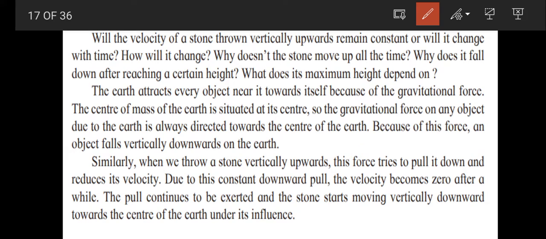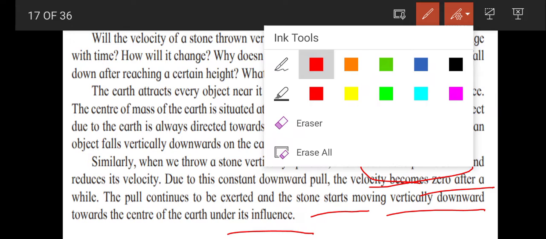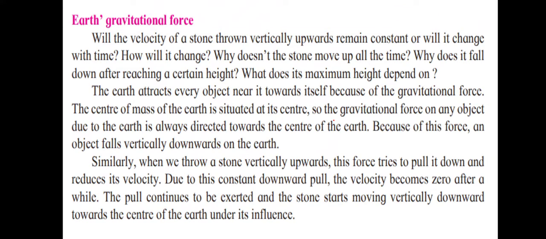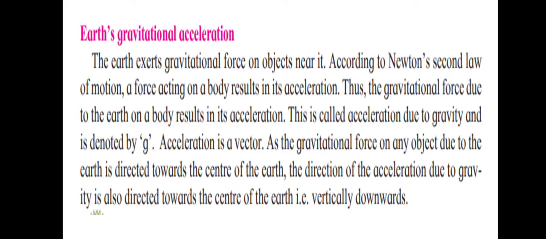Now next one: similarly, when we throw a stone vertically upward, this force tries to pull it down and reduces the velocity. Reduces means kam karna. Due to this constant downward pull, the velocity becomes zero after a while. Now the pull continues to be exerted and the stone starts moving vertically downward toward the center of the earth under its influence. So this one is about the gravitational force, and due to this gravitational force any object comes down.